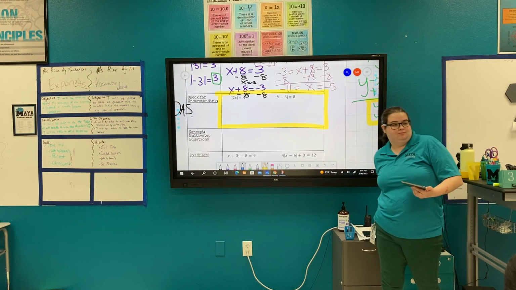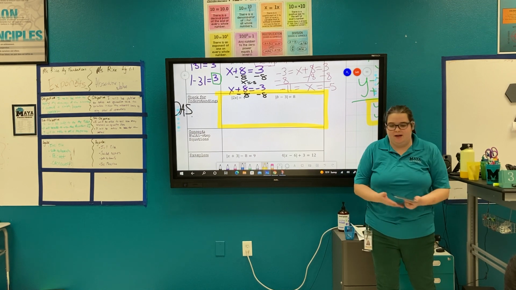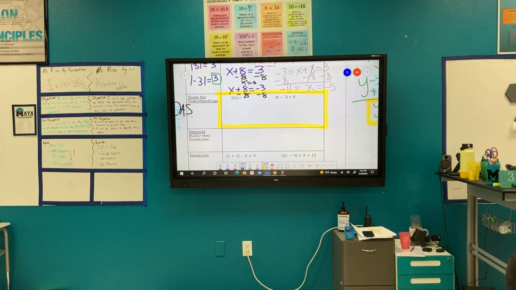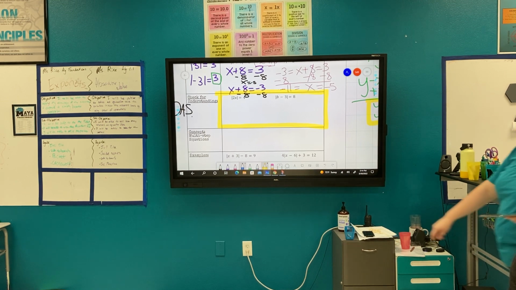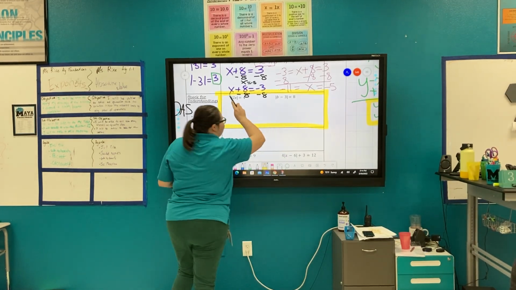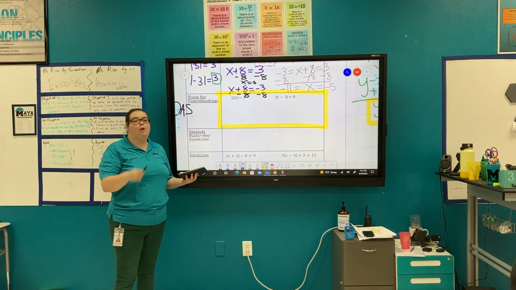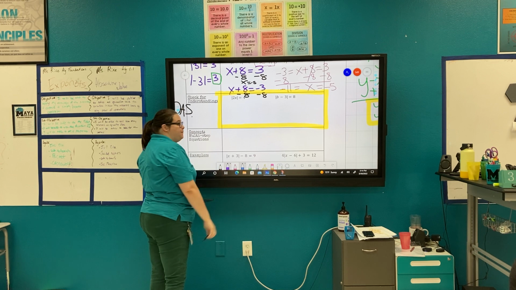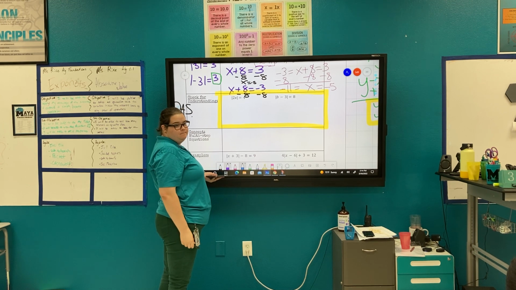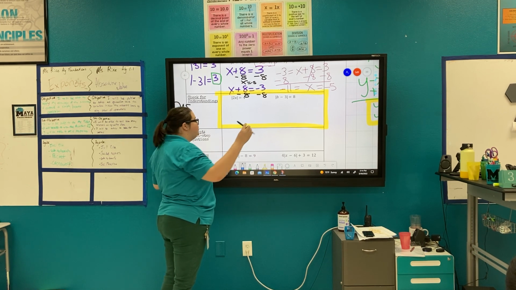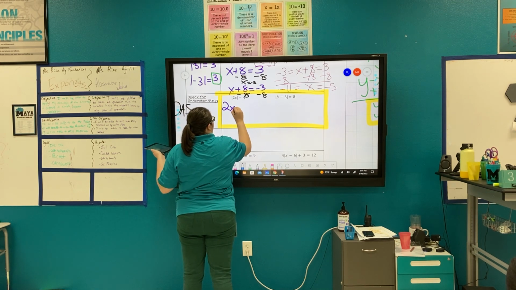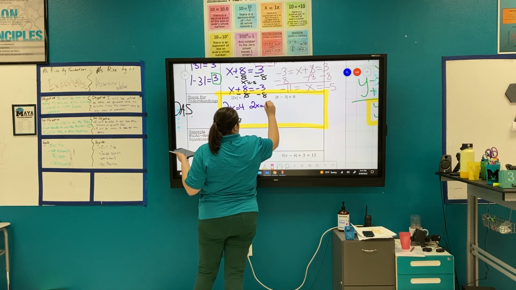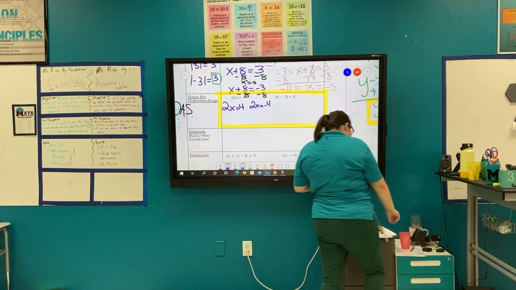Josh, let's work on this first one if I can find my pen. Here's the black pen. Okay. Josh, can I combine my 2 and my x? No, why? Not the same, so I need to do what? Make 2 equations. I'm going to have 2x equals 4, 2x equals negative 4. And let's pull another stick.